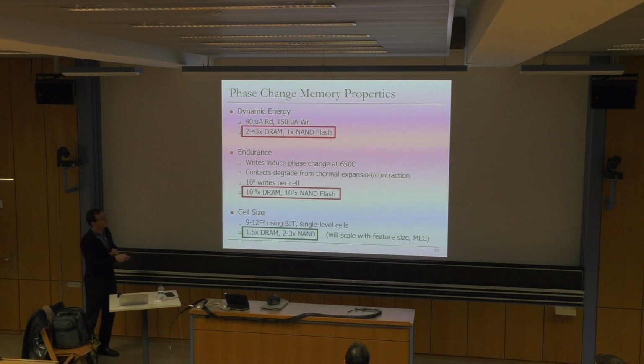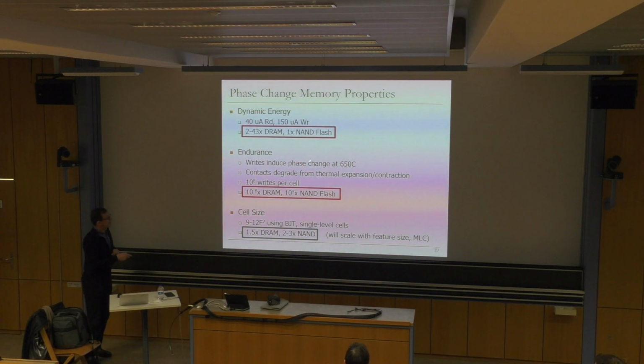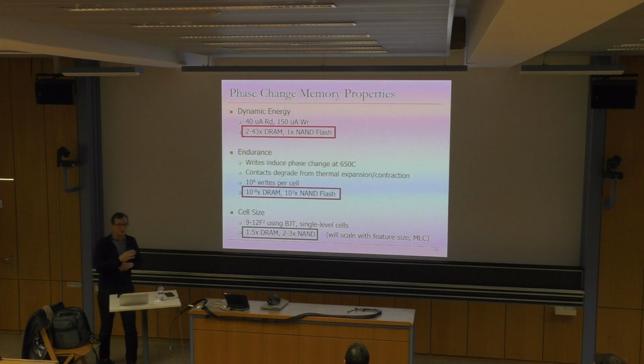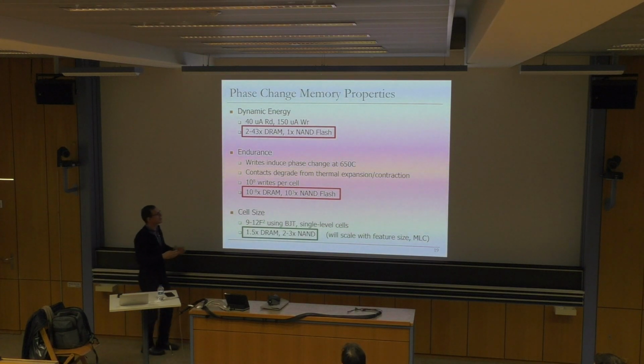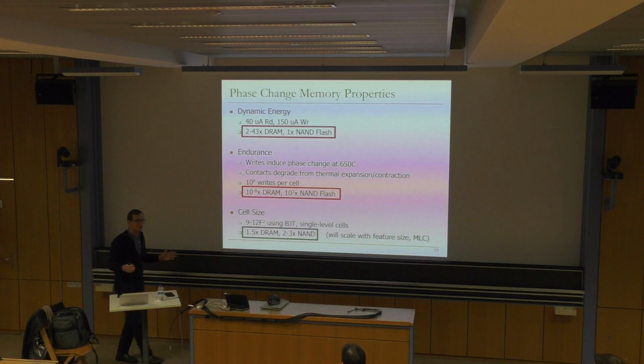So these writes induce phase change at very high temperatures. And because of those high temperatures, contacts degrade because of thermal expansion and contraction. And at some point, if you do enough writes to a cell, your contacts degrade beyond repair. As a result, you cannot write to the cell or read from the cell. And that's the endurance problem.